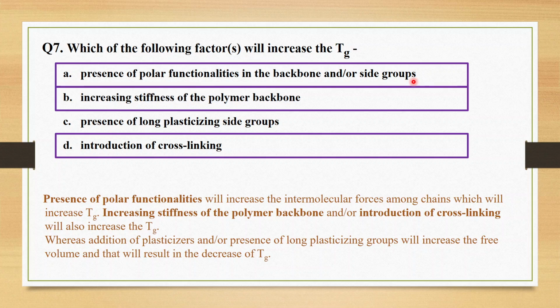And lastly, option D, introduction of cross linking. The more cross linking you impose on your polymer sample, the stiffer your polymer sample becomes. It will be more in your glassy state, so it will be much harder for you to break those cross links and take it into a flowy rubbery state. So obviously cross linking will increase the Tg value, or glass transition temperature, of your polymer. So this was question number 7. Let us move on to the next one.